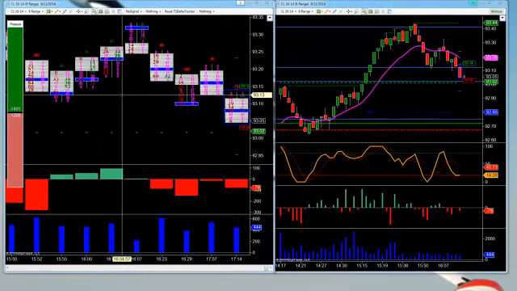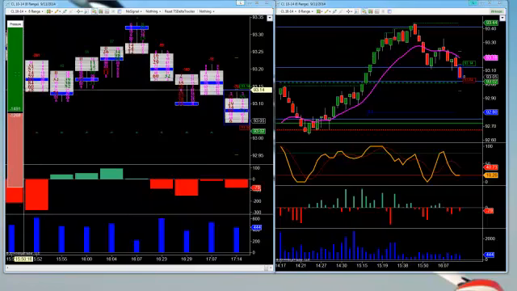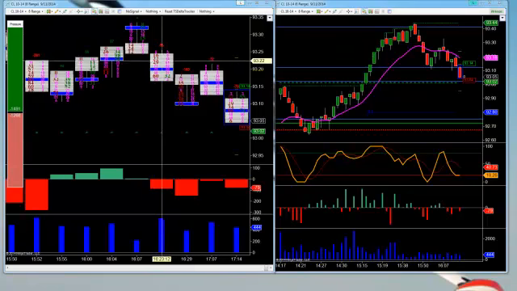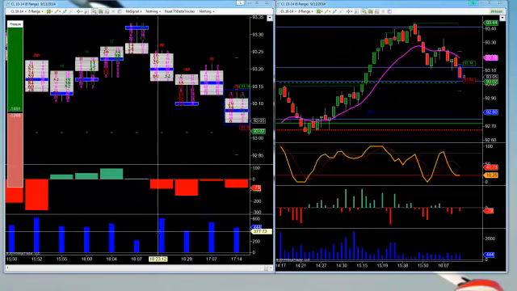On the left is my indicator package, or part of it, not all the indicators. I just have, I think, two or three on here. I have the pressure indicator. I have what I call the footprint here, where it measures aggressive buyers and sellers, and I have the delta, and I have volume on here.